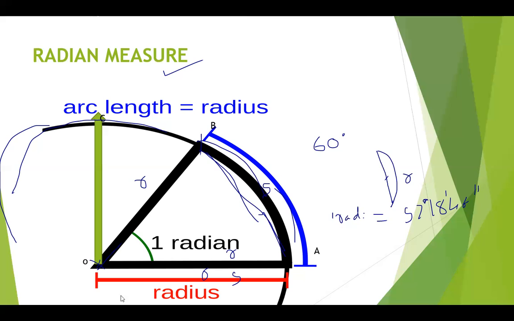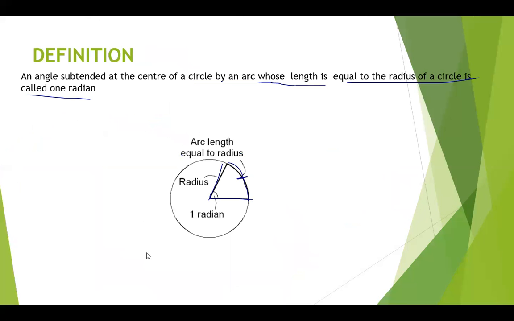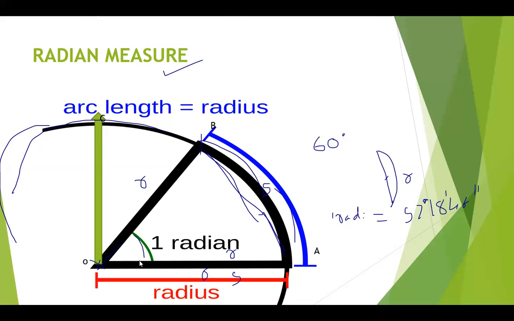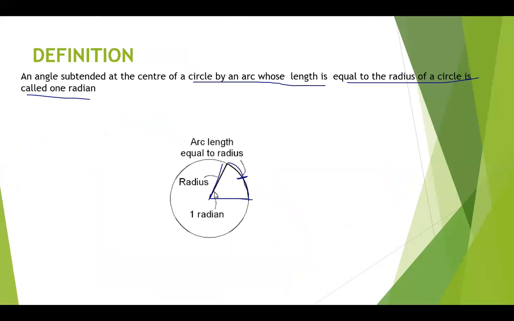So, how do you define 1 radian? 1 radian is formed when an arc whose length is equal to the radius of the circle subtends this much angle. It is 1 radian. So, we define it as the angle subtended at the center of a circle by an arc whose length is equal to the radius of the circle. It is 1 radian.